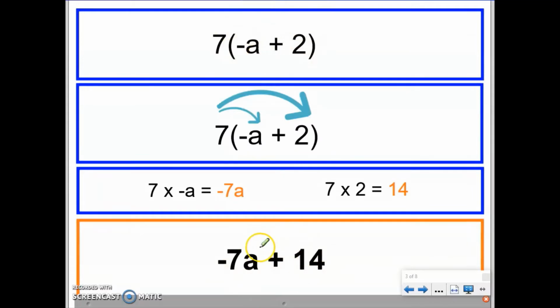I could have wrote this as 14 minus 7a. It would mean exactly the same thing algebraically, but I've just kept it in this order because the minus a, the negative a, was first in the bracket. Very well done if you got that correct.